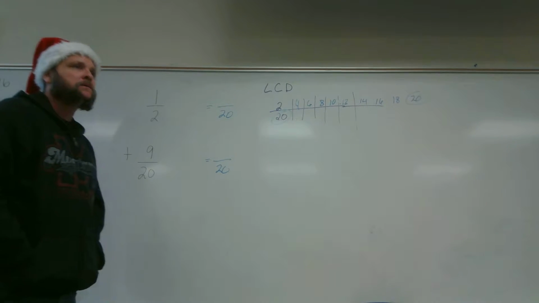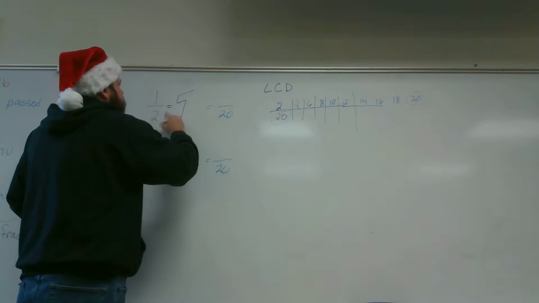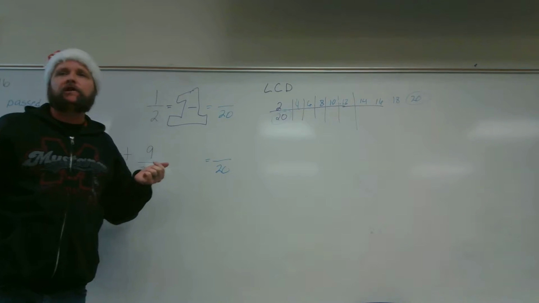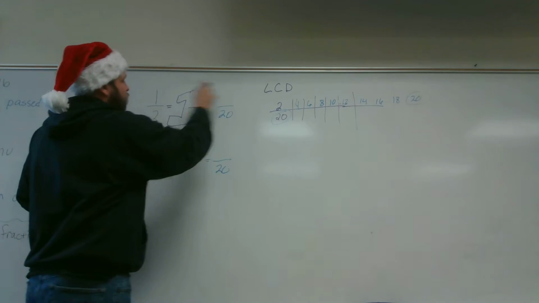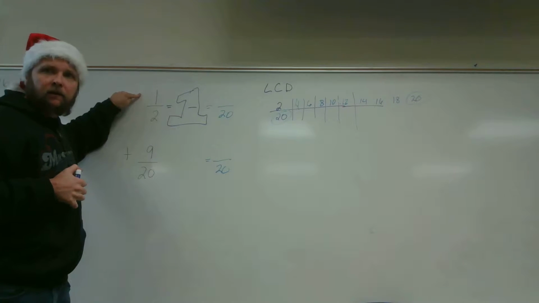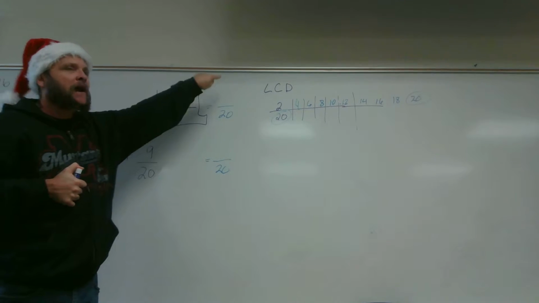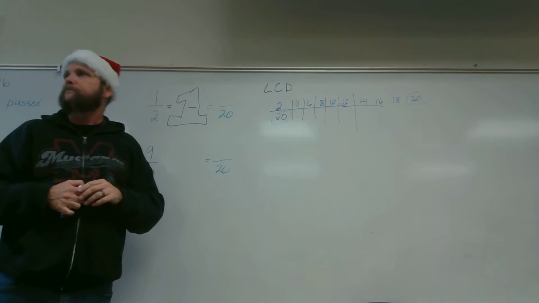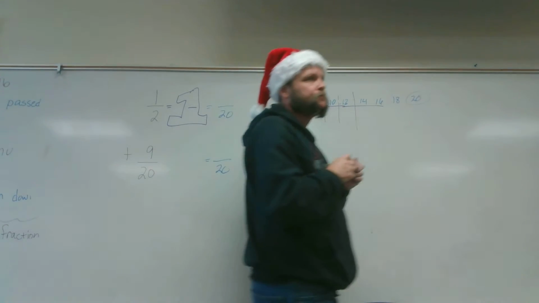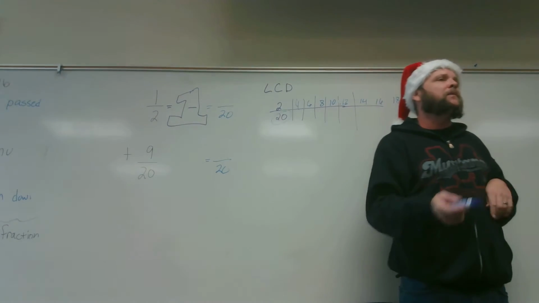I cannot just change this and make this 1 over 20. That's what about half of you did. I'll just make this 20 and move it over. That's like taking a pizza, cutting it into 2 pieces, and eating 1, and telling somebody else took that same pizza, cut it in 20 pieces, and ate 1, and that's the same amount. No. I have to multiply this by a fraction that equals 1.